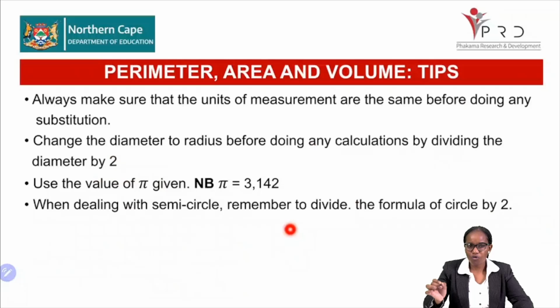Use the value of pi the way it is given, and it is usually given as pi being equal to 3.142. Then when dealing with the semicircle, remember to divide the formula by 2. It's a semicircle, it's half of the circle, so you have to divide the formula of the circle by 2. Whether you're finding perimeter or area, make sure you're dividing by 2 because it's a semicircle.